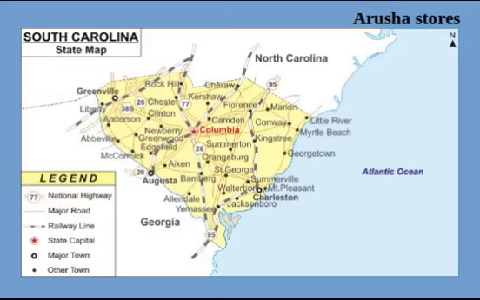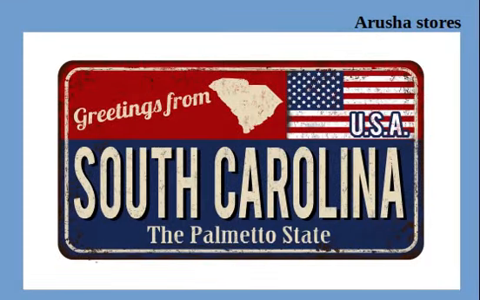Geography and demographics. State abbreviation: SC. State capital: Columbia. State size, total land and water: 32,020 square miles. Land only: 30,110 square miles. Number of counties: 46. Time zone: Eastern Time Zone. Bordering states: Georgia and North Carolina.